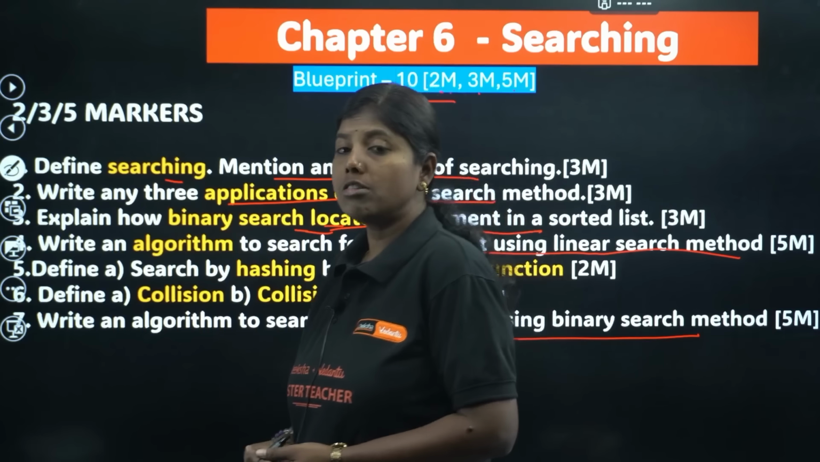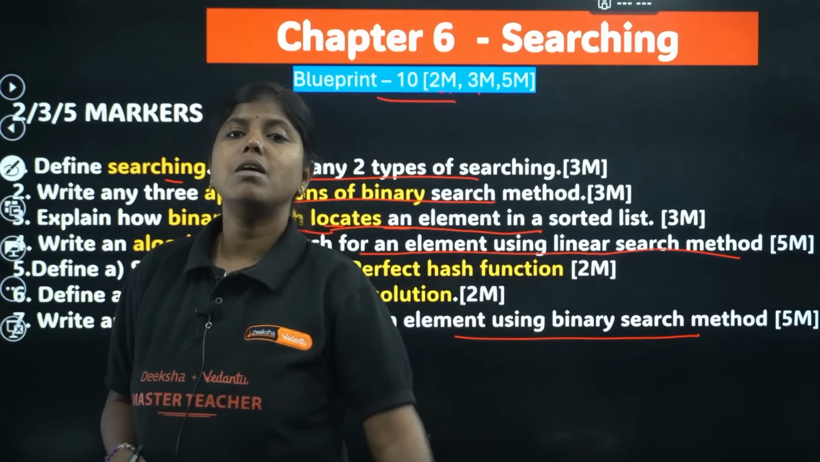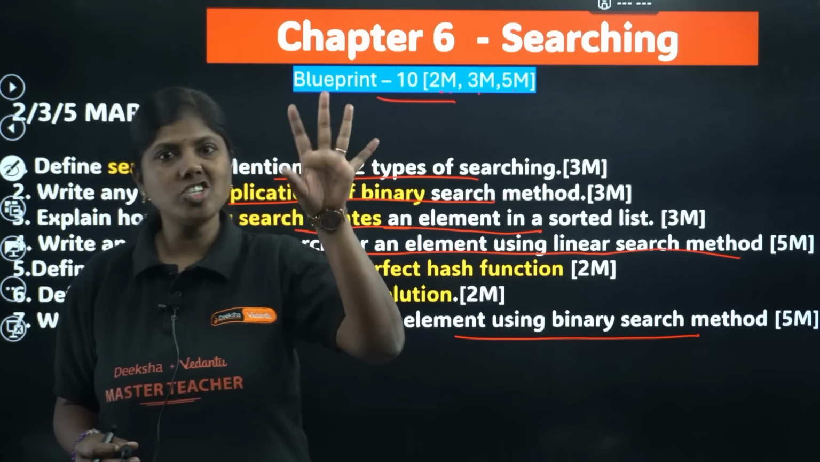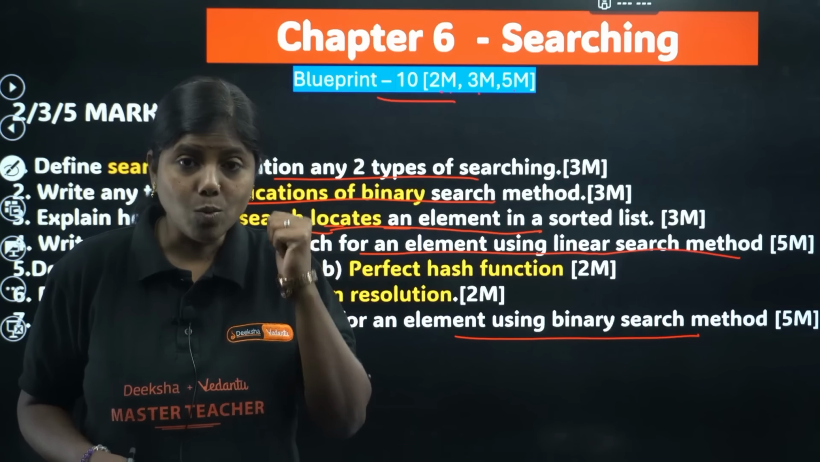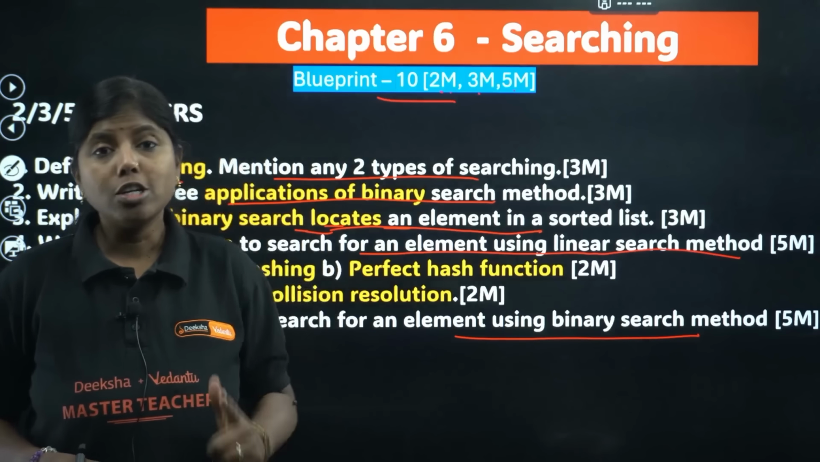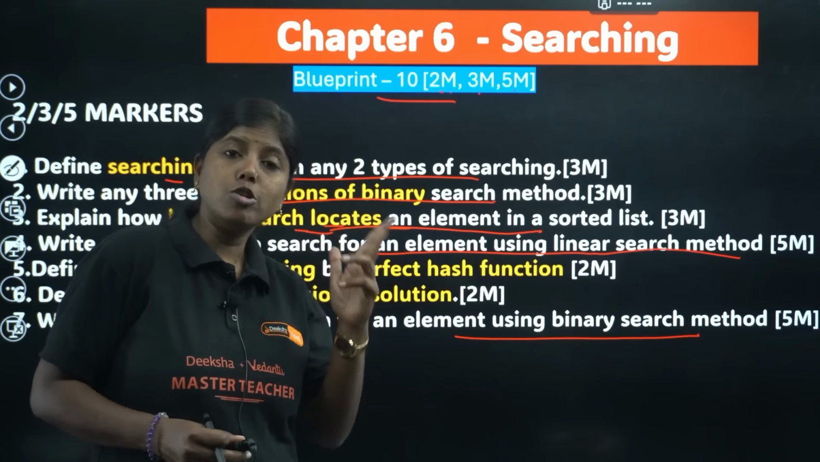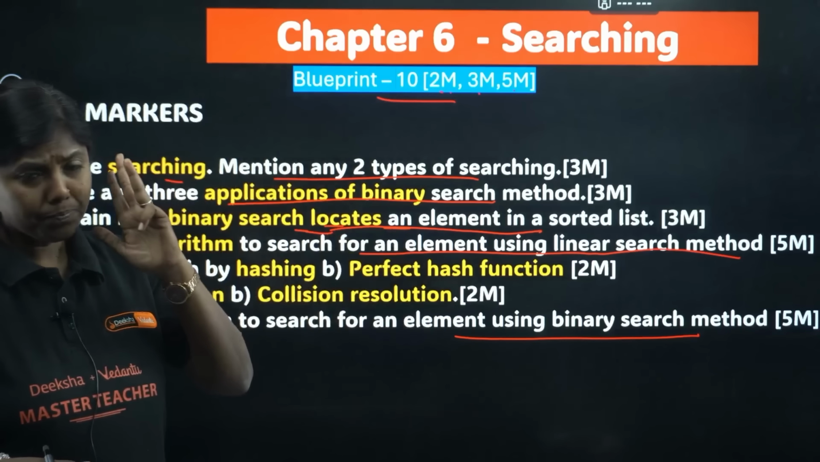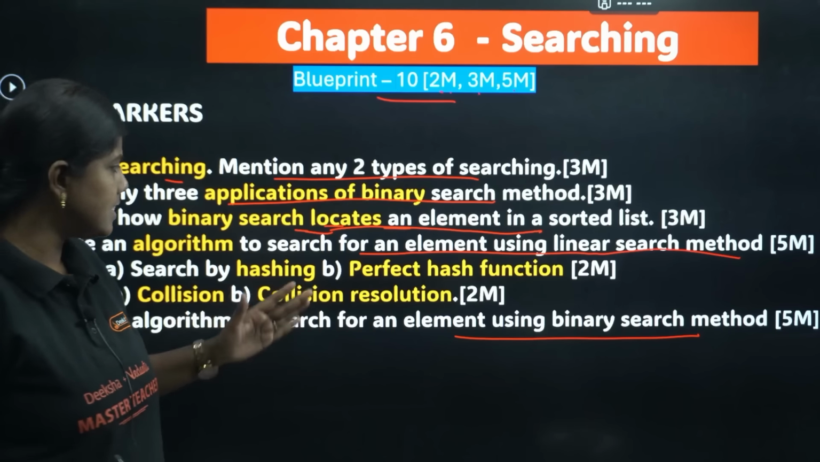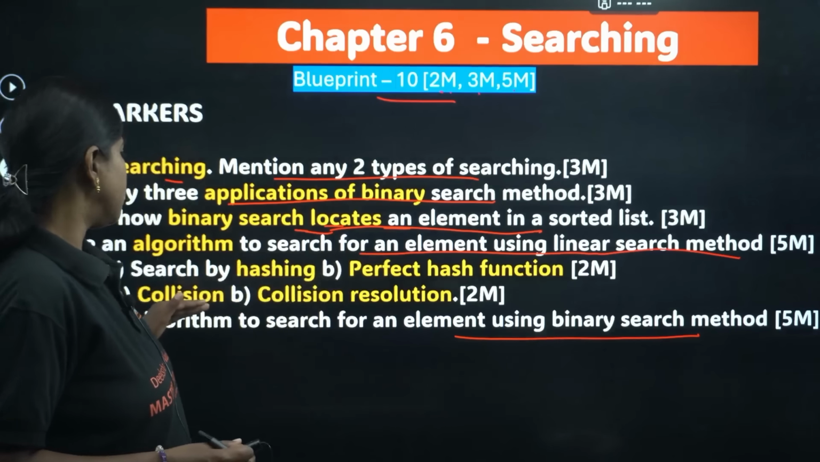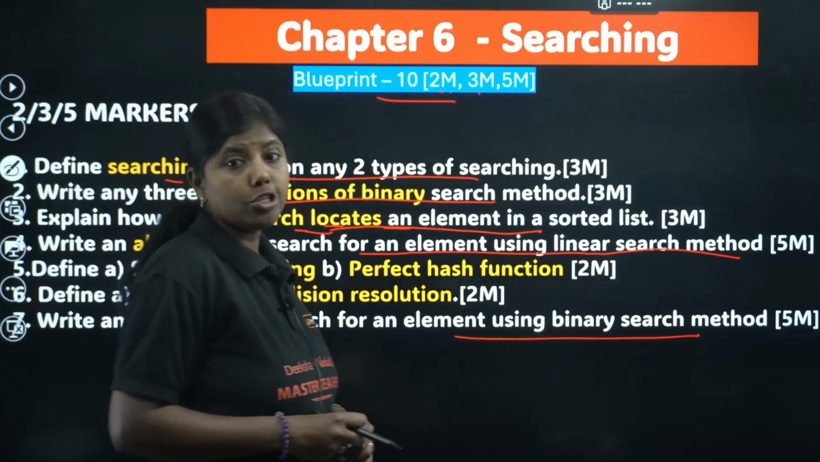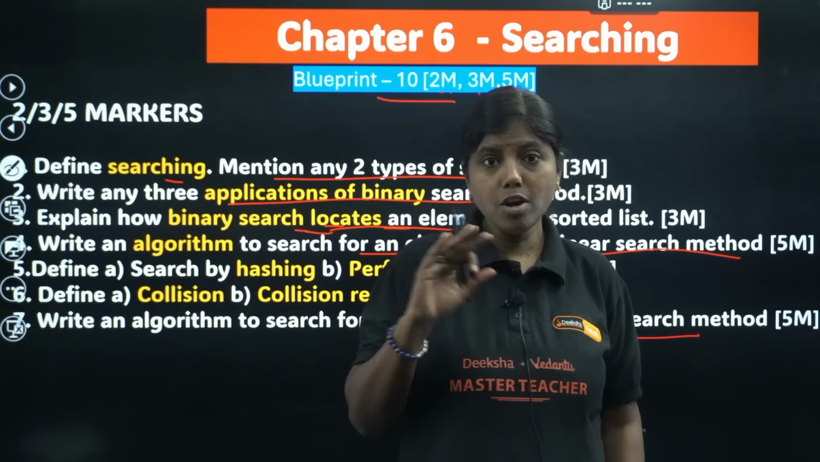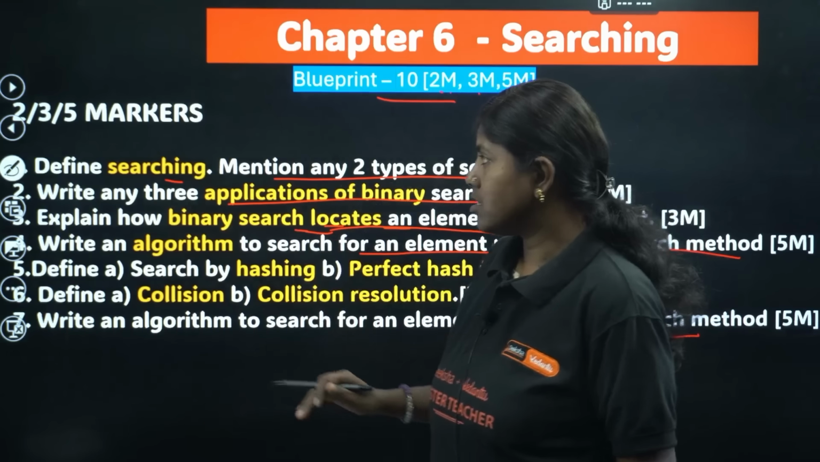And what are the other questions? 2 marker, 3 marker, they may ask you definitions. What are the definitions? The simple one is searching. Another is what is hashing, what is collision, what is collision resolution, what is perfect hashing. They may ask you this for 2 markers or 3 markers.